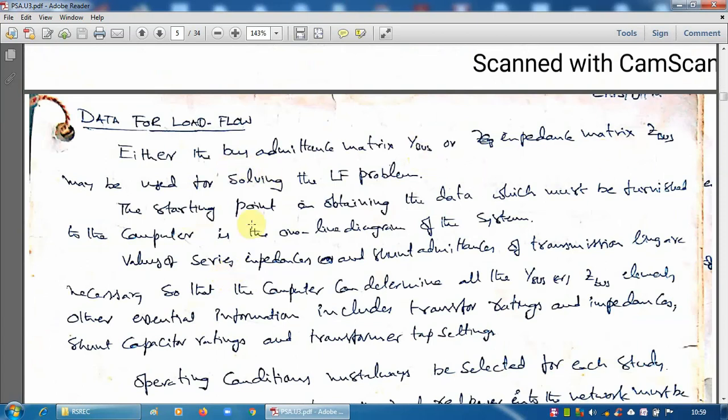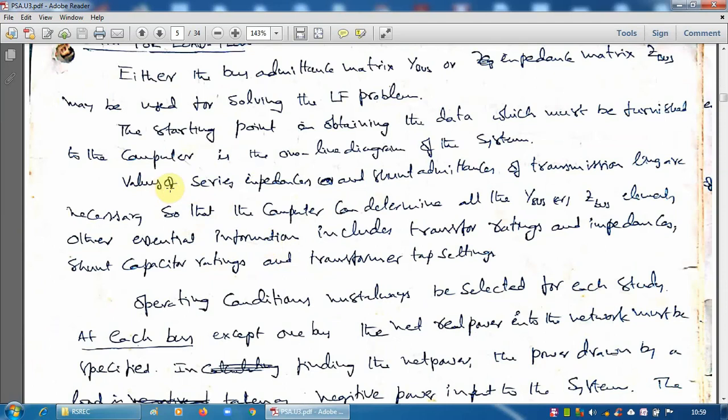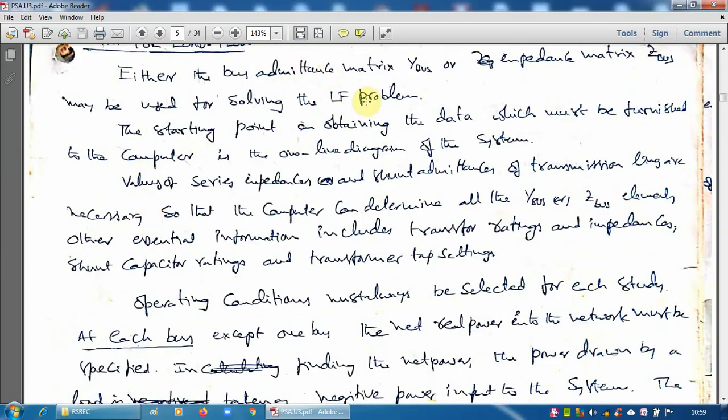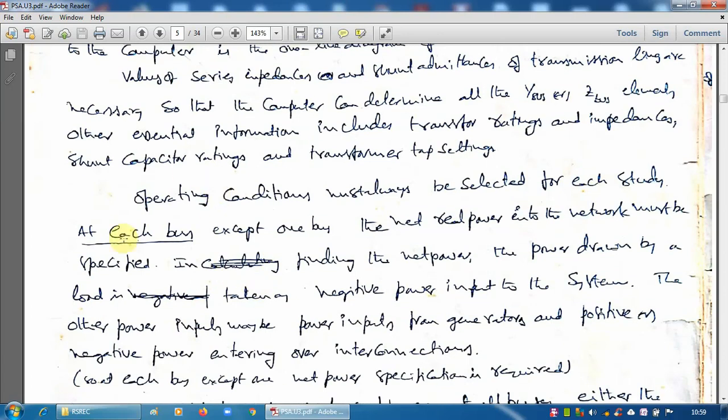Bus admittance Y bus data or Z bus data is required. Values of series impedance, shunt admittance, etc. for Y bus data are required. That is one thing. Next, another data is this. Operating conditions must always be selected for each study. That is, at each bus, some data is required. This is called bus data. This is Y bus data, that is already over. Now, the second type of data is bus data.